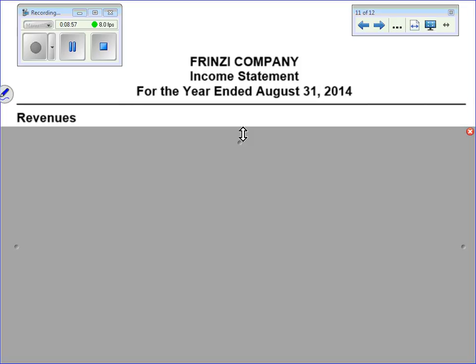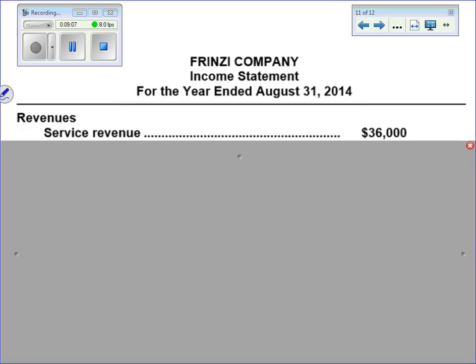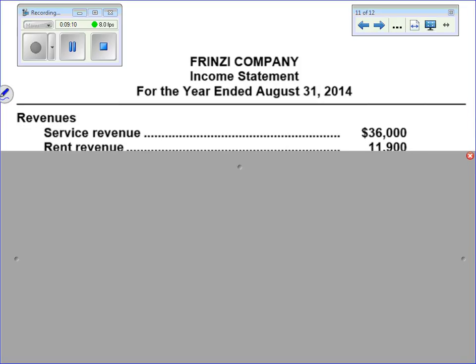Remember, unearned rent revenue is a liability. Okay, so that's work that we owe to people. How many revenue accounts do you see? 2. So you can list them, service revenue and rent revenue. Do you have 2 columns, if I recall? I did this a while ago, so I don't exactly remember what your workbook shows. Good, good, good. So service revenue and rent revenue.